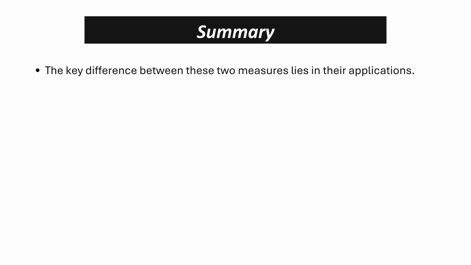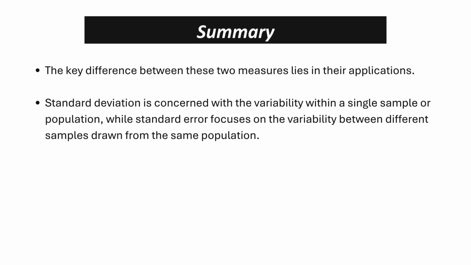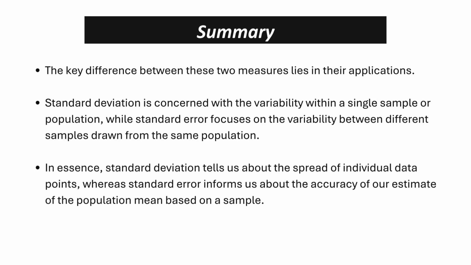The key difference between these two measures lies in their applications. Standard deviation is concerned with the variability within a single sample or population, while standard error focuses on the variability between different samples drawn from the same population. In essence, standard deviation tells us about the spread of individual data points, whereas standard error informs us about the accuracy of our estimate of the population mean based on a sample.